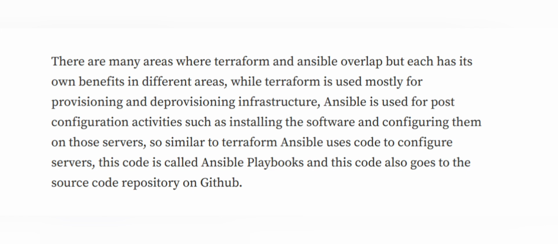While Terraform is used mostly for provisioning and deprovisioning infrastructure, Ansible is used for post-configuration activities such as installing the software and configuring them on those servers. So similar to Terraform, Ansible uses code to configure servers. This code is called Ansible playbooks, and this code also goes to the source code repository on GitHub.